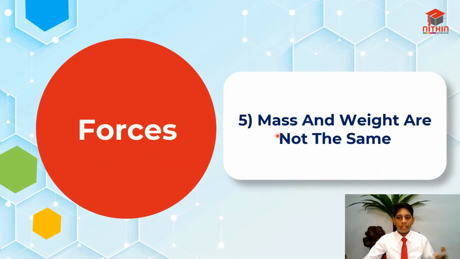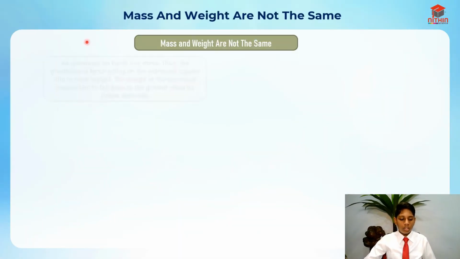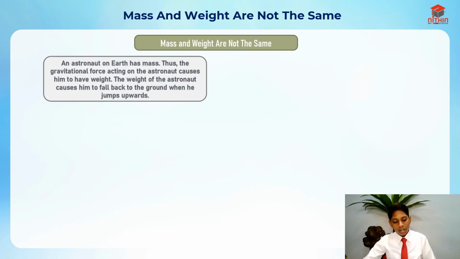Okay, for the fifth segment of this video, I'll be going through how mass and weight are not the same. So I told you slightly in the previous segment about mass and weight, and that they are not the same. So let me go through in slightly more depth, okay? Mass and weight are not the same. So an astronaut on Earth has mass, okay? Thus, the gravitational force acting on the astronaut causes him to have weight, like I said.